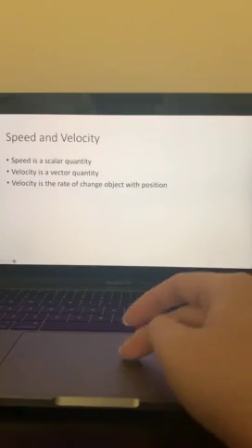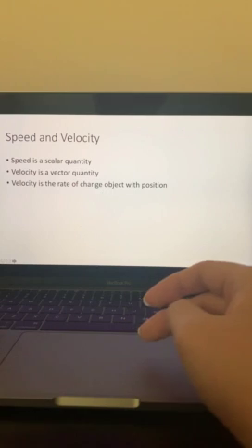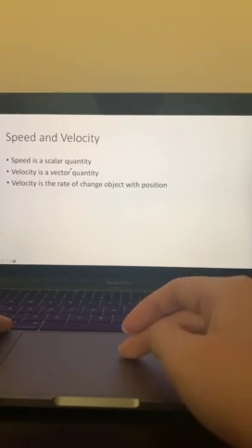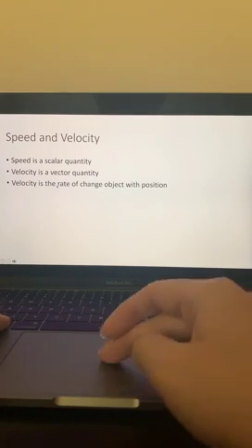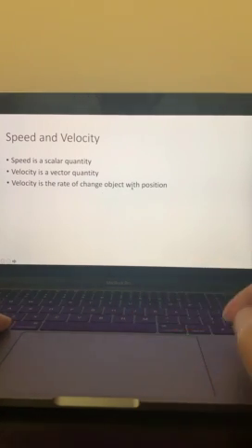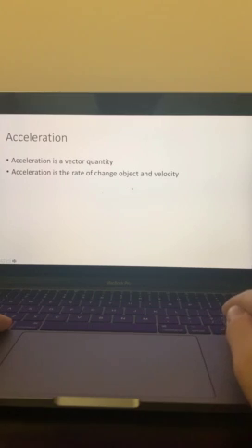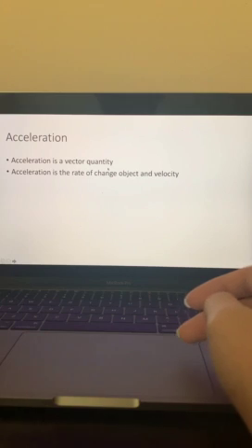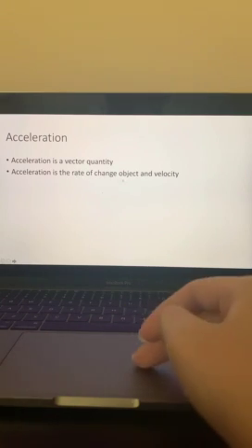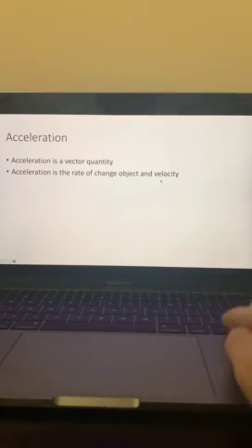The next one will be speed and velocity. Speed is a scalar quantity and velocity is a vector quantity. Velocity is the rate of change of an object's position. The next one will be acceleration. Acceleration is a vector quantity, the rate of change of an object's velocity.